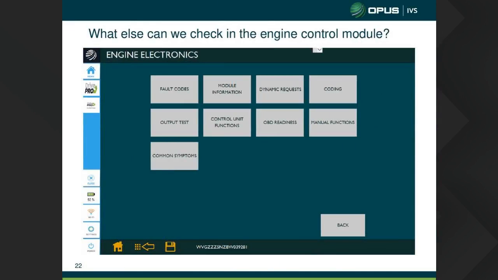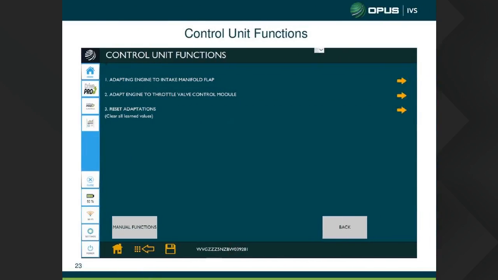So what else can we check within the engine control module? Back on the original screen, as I discussed earlier, here are 2 of the other options that we can go through. Control unit functions. On this particular engine, we've basically got 3 options available. Again, it depends on the variant of your control module as to how many options you'll have.